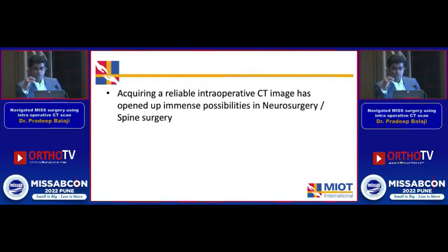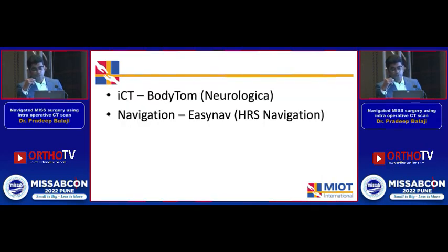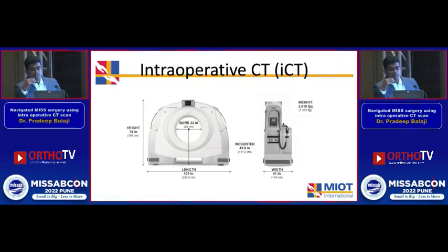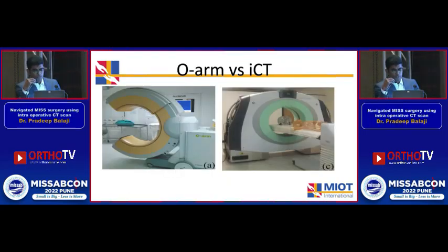Acquiring a reliable intraoperative CT image has opened up immense possibility in neurosurgery and spine surgery. It confers a high degree of precision. That is what MISS is all about. For intraoperative CT, we use BodyTom by Neurologica, and for navigation, we use the EC-Nav system. And this is the intraoperative CT we use. It is more compact and easily maneuverable than we really thought.